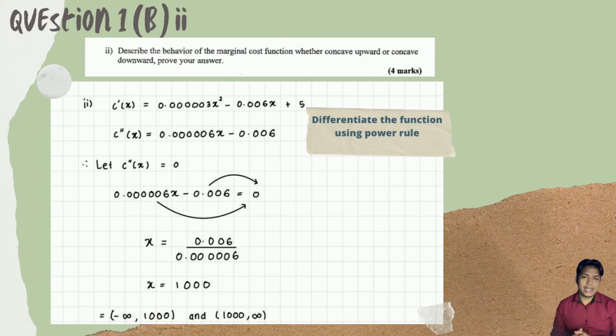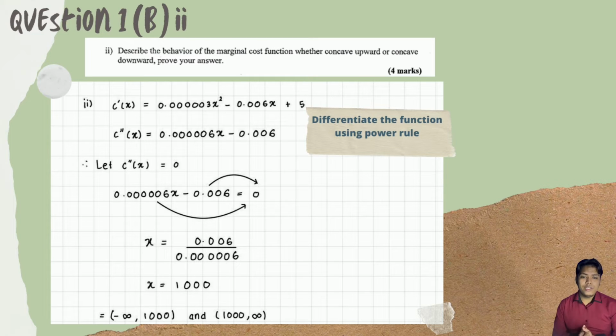Next, we move to the second part. Describe the behavior of the marginal cost function, whether concave upward or concave downward. Prove your answer. 4 marks. So we already have the first derivative function. Next, we must find the second derivative function, which means we must differentiate the function using the power rule. So we will get the second derivative of the cost function equal to 0.000006 x minus 0.006.